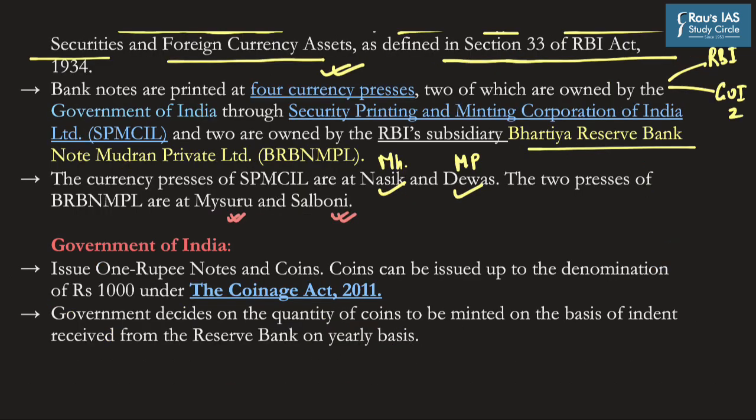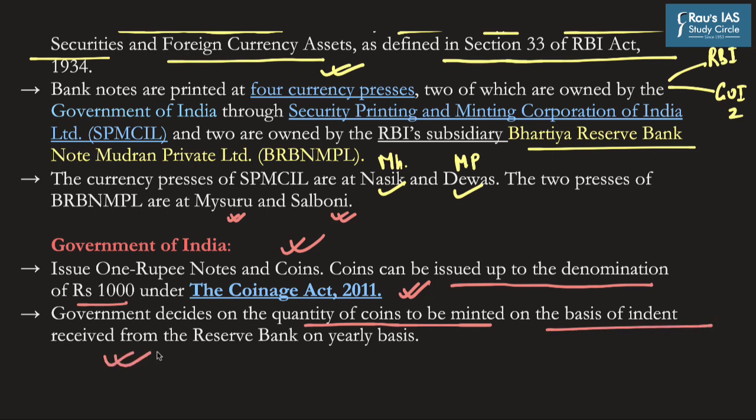Now another important aspect which you should know is that Government of India can issue or print 1 rupee notes and coins. And coins can be issued up to the denomination of rupees 1000 under the Coinage Act of 2011. Further, government decides on the quantity of coins to be minted on the basis of indent received from Reserve Bank of India on a yearly basis.